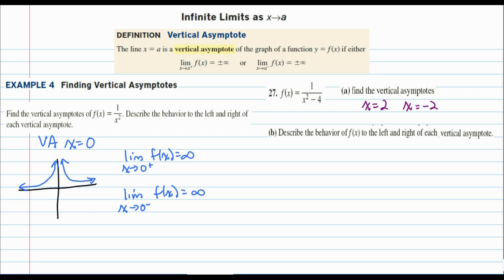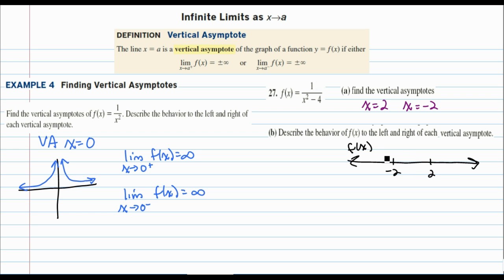It's just for pretend. Describe the behavior of f of x to the left and right of each vertical asymptote is tricky if you don't know what the graph looks like. But we have a way to test this out. You have to dig back into your pre-calc section of your brain. We're going to do a number line with f of x on it, and we're going to put down our critical values negative 2 and 2, and we're going to test.